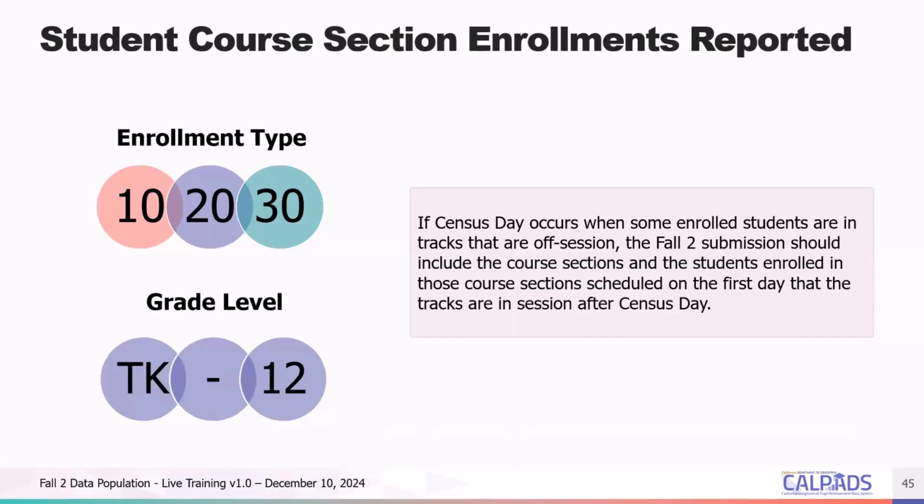Student course sections for students with primary, secondary, or short term enrollments who are active on Census Day in grades TK through 12 should be reported. The student course enrollment data should reflect students enrolled in those courses on Census Day, which this academic year was October 2nd. And again, if Census Day occurred when some enrolled students were in tracks that were off session, the Fall 2 submission should include the course sections and the students enrolled in those course sections scheduled on the first day that the tracks are in session after Census Day.